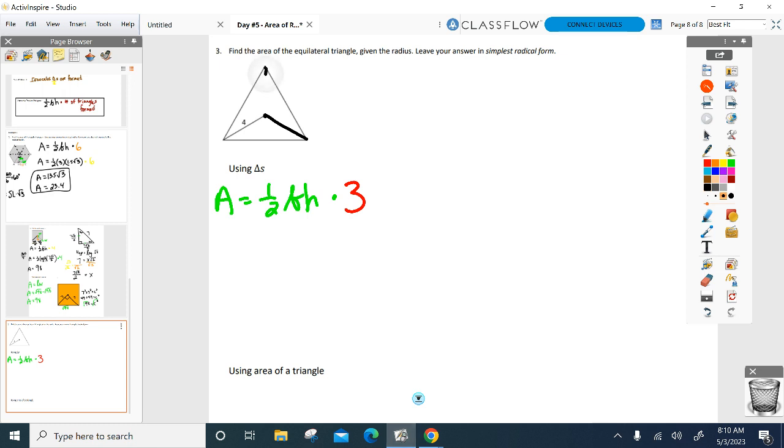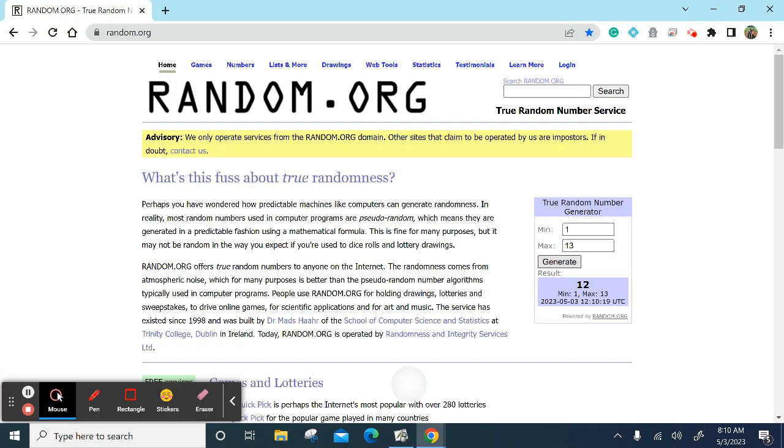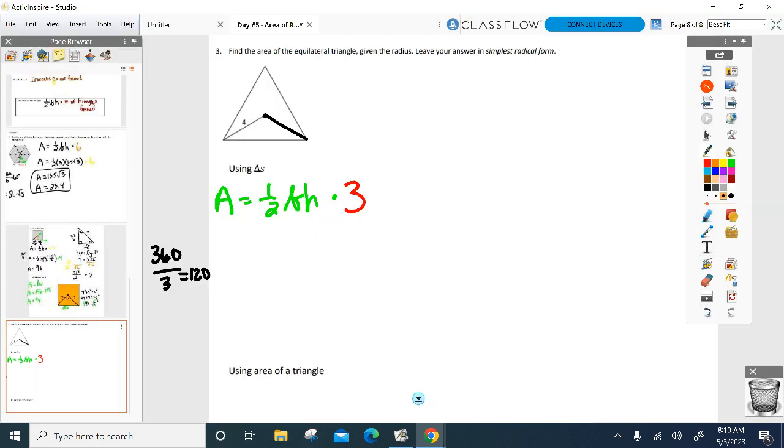Remember, if I drew in the other radii here, all 3 of these would be congruent, and they have to add to 360, right? 120, right? 360 divided by 3. That angle's 120. Draw in your height right now. And remember, what's your height doing to that 120? Bisecting it. So does everyone see why I'm going to put a 60-degree angle up here?